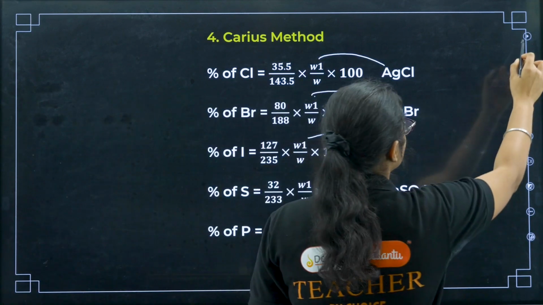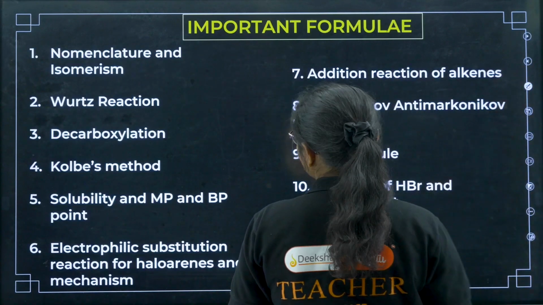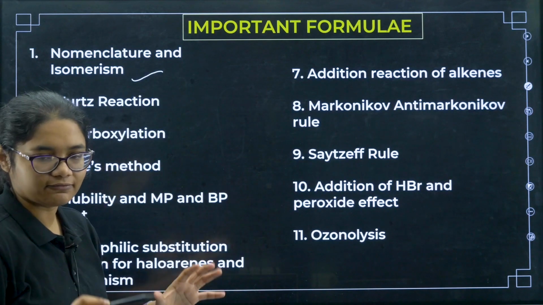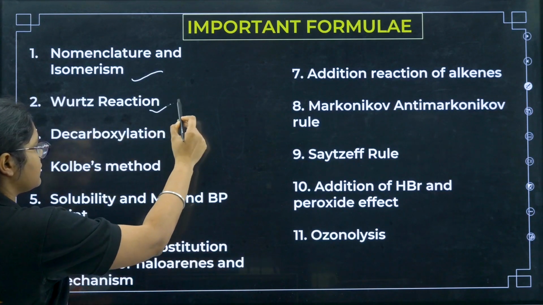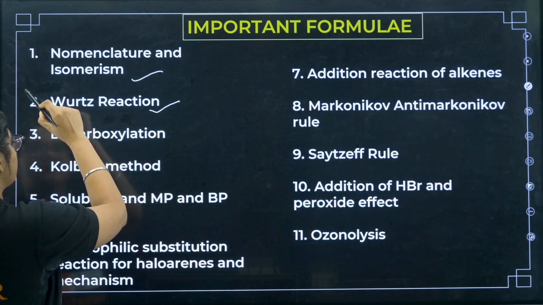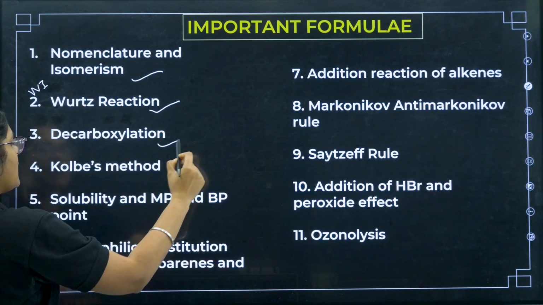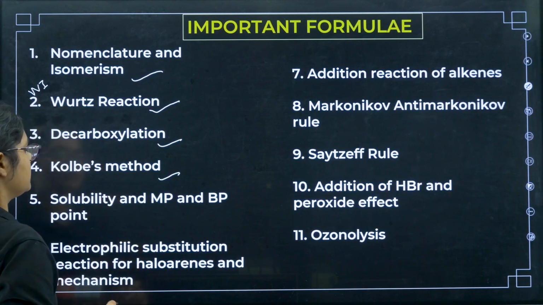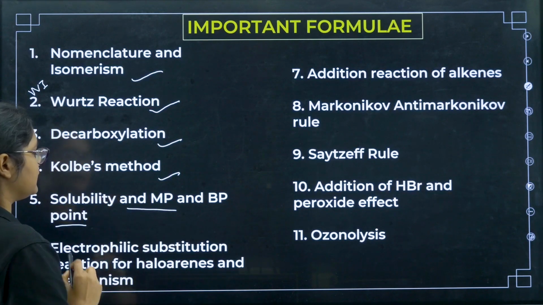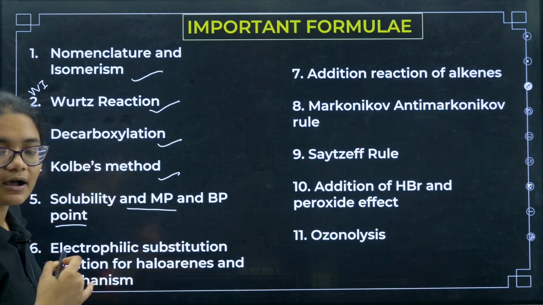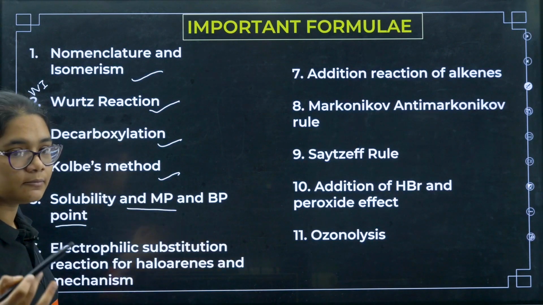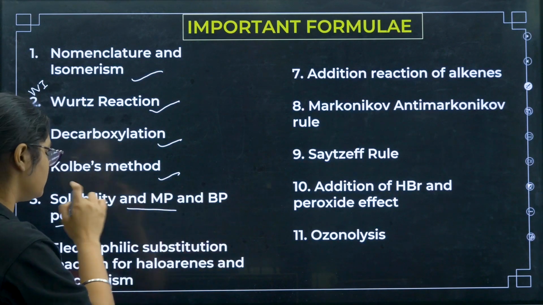Now we will move to the next chapter, that is hydrocarbons. Here we have again the same thing, nomenclature and isomerism, which we have to practice again. Then we have to remember these reactions: Wurtz reaction, very, very important, decarboxylation, Kolbe's method. All three name reactions are very important. Then solubility and melting point, what is the property? When the mass increases, solubility decreases, while melting point and boiling point increase. So all these trends you should be knowing.